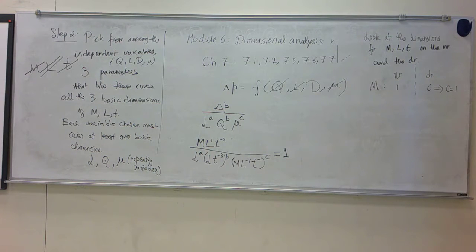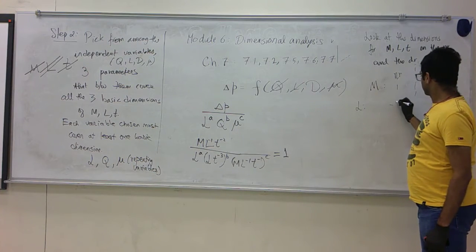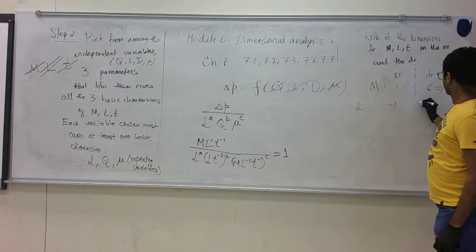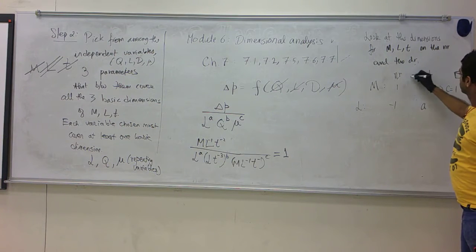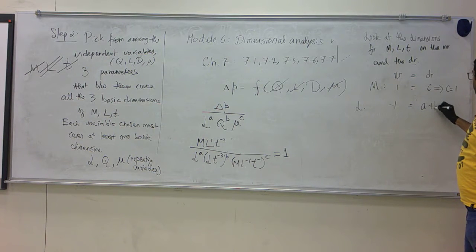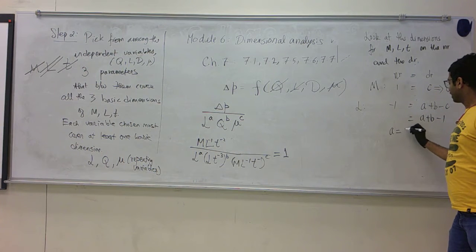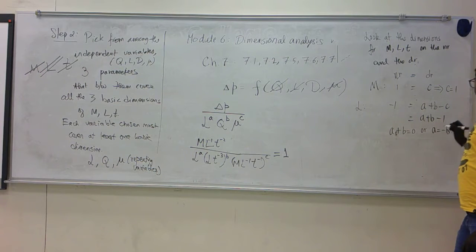Now let me look at length next. If I look at length, what do I have on the numerator? Minus 1. What do I have in the denominator? A plus B minus C. I already know C is 1, so I have A plus B minus 1, and that is equal to minus 1, which means A plus B is 0, or A equals minus B. Okay, it's like equation solving, A, B, C.